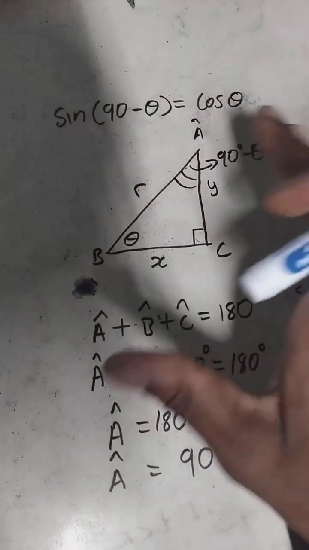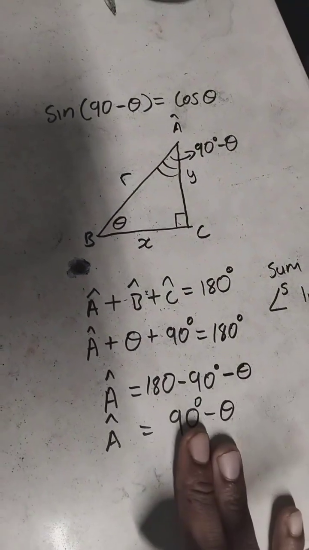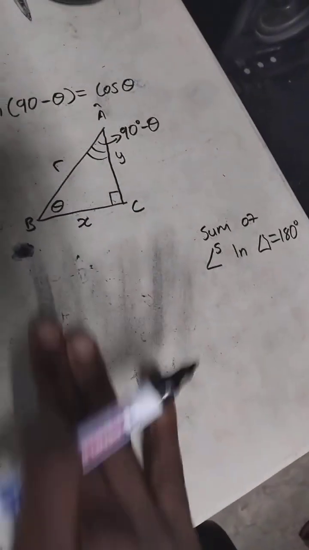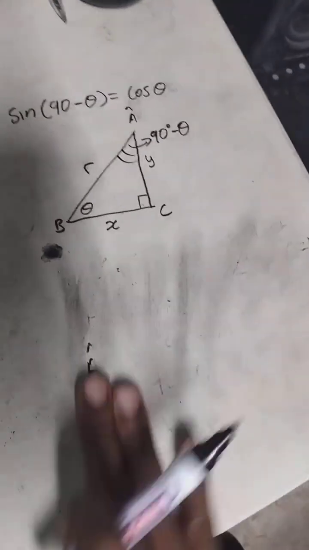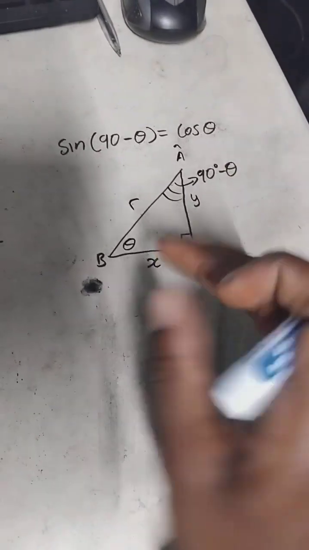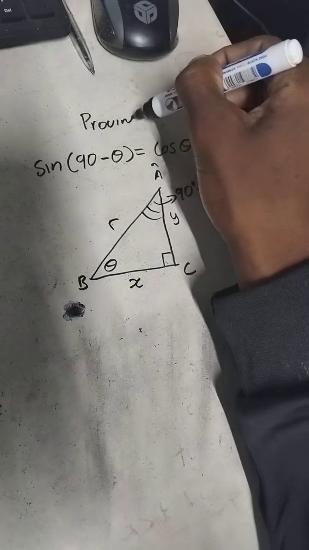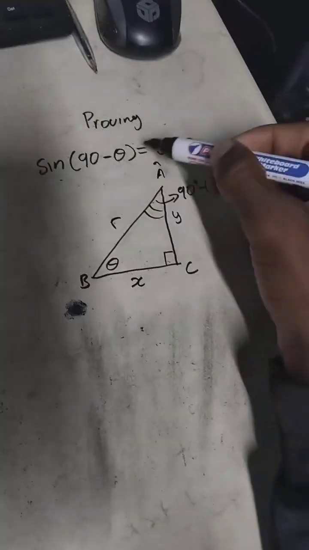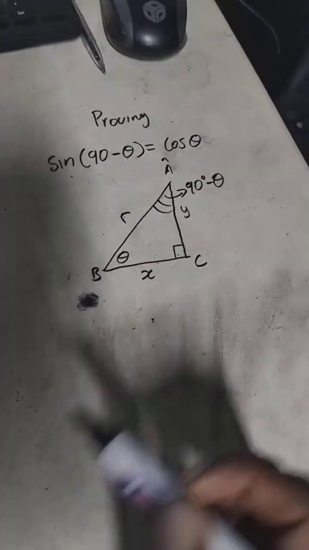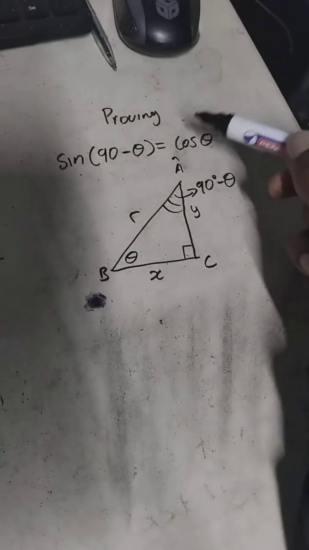So now, since we have this guy being 90 minus theta, I'm just going to wipe off here. Now we are proving that sine 90 minus theta is going to be equal to cos theta, and our A is being that. Now I want to prove, indeed, sine 90 minus theta is equal to cos theta.